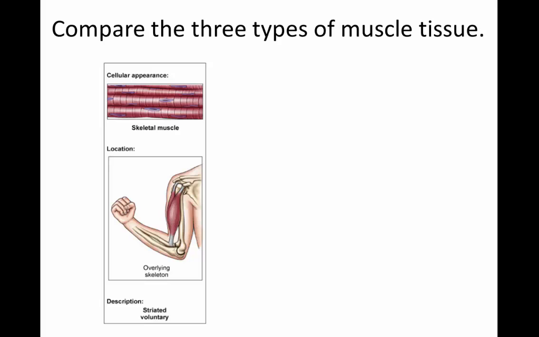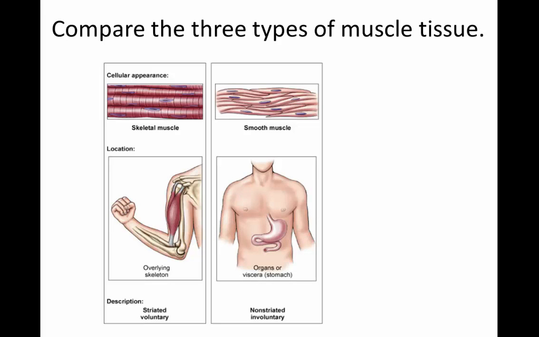And so one other thing that we should note is that skeletal muscle is voluntary. So I decide to move my skeletal muscles for the most part. Of course, sometimes we have reactions that we don't think much about, but for the most part, my skeletal muscle is voluntary in action. We can then compare this to the second type of muscle tissue, smooth muscle.